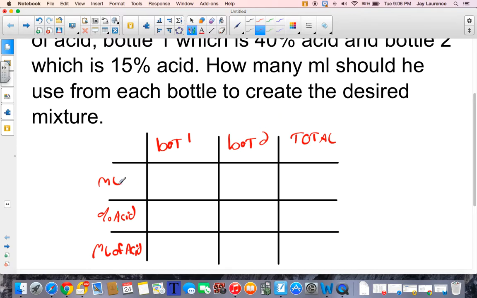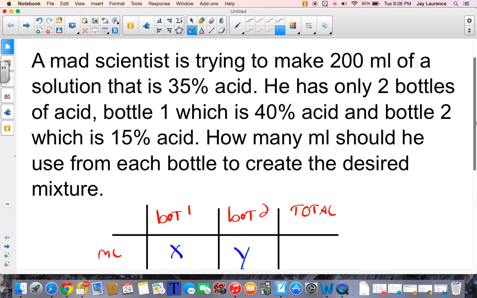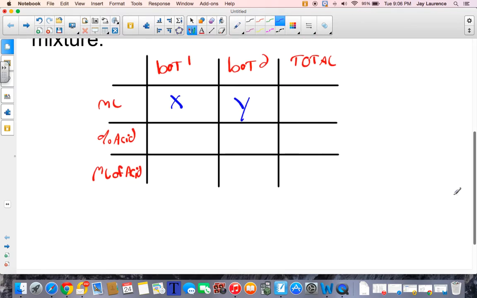Okay, how many milliliters is he going to use from bottle 1? Well, Sean Tarbuck doesn't know, right? Remember that, he didn't know, and so he said, let's use a variable. Excellent. How many milliliters is he going to use from bottle 2? Well, he doesn't know, so we're going to put Y. Now, I'm not using B1 and B2 because it gets a little confusing, so I'll use X and Y. All right, now how many total milliliters does he need? Well, he's trying to make 200 total milliliters.